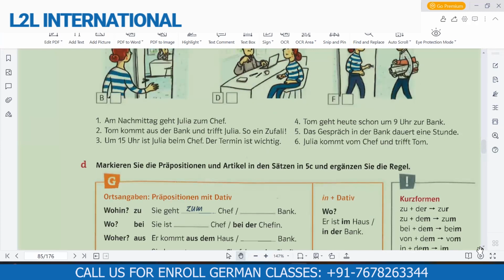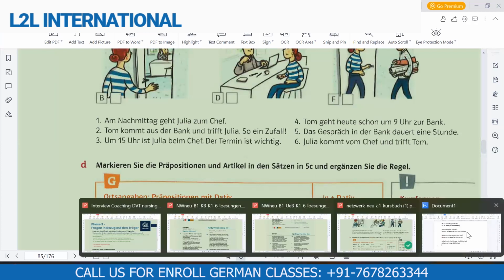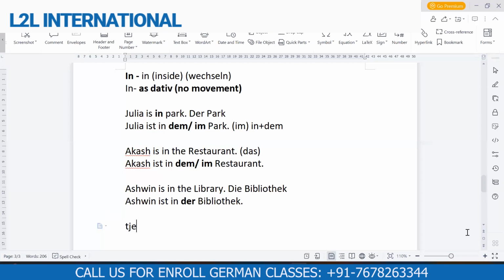Okay, Samriddhi, can you try? Okay, fine. I'll write it. Yeah, try. The conversation in the bank lasts for an hour. Sehr gut. The conversation in the bank lasts for an hour. Okay, very good. The duration in the bank. So it tells about a location, the bank, right? In the bank. There's no movement here as well.